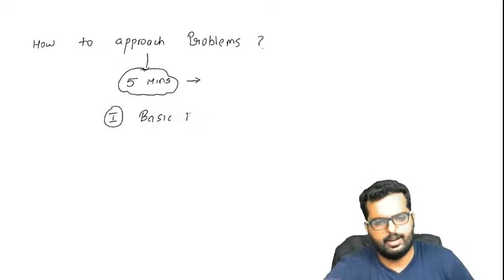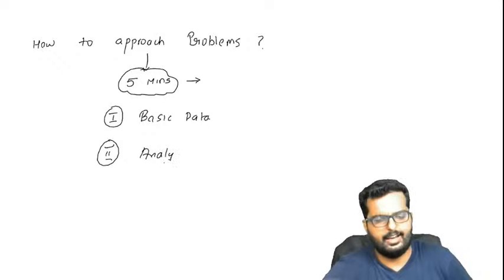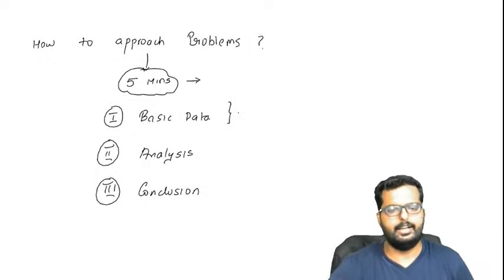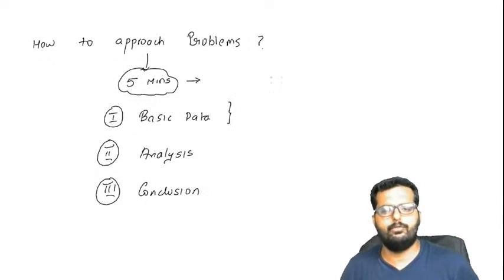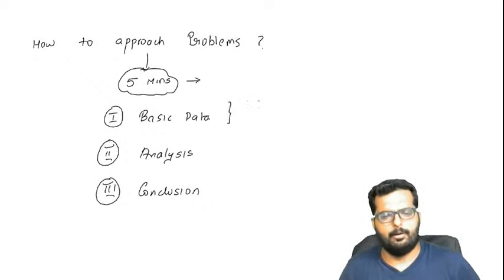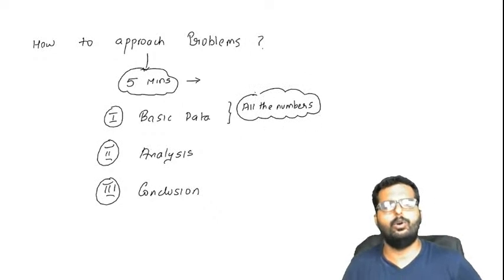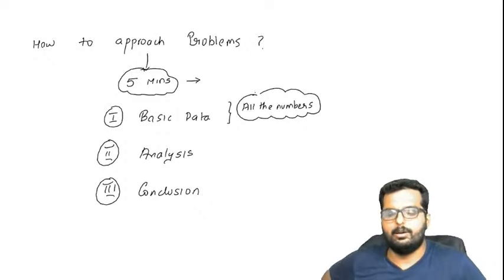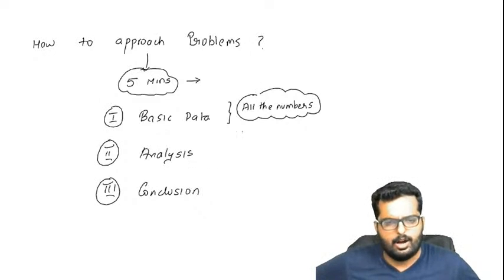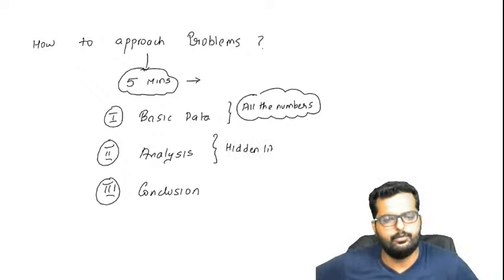Step number 1 is called the basic data. Step number 2 is called analysis, and step number 3 is where we will put up the conclusion. In basic data, we will fill up all the numbers that are given in the question. All the numbers. Why we do that is because once we write down the numbers with our own hands, only then can we really interpret and analyze these numbers. After we write it down, in analysis, we will find out the hidden information.